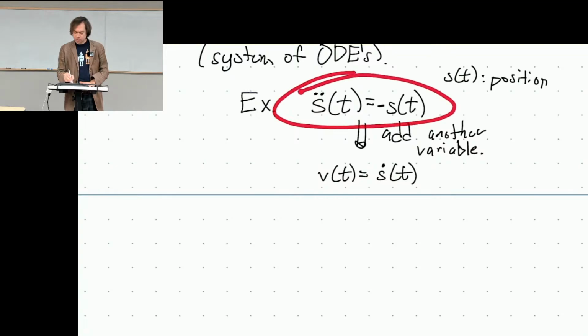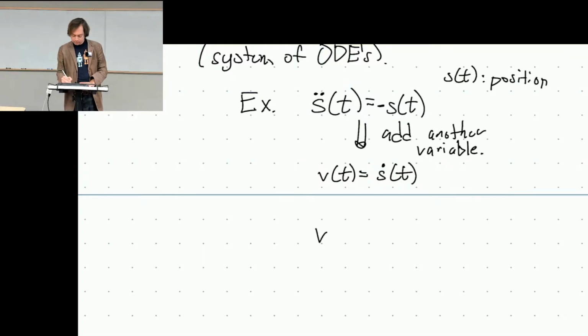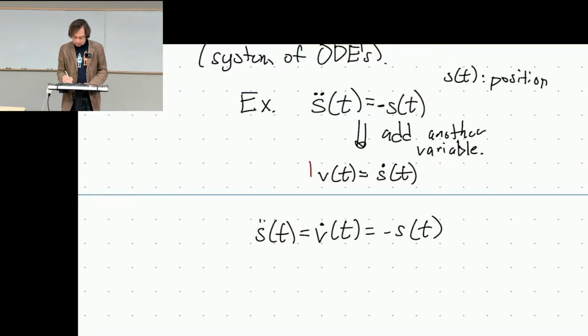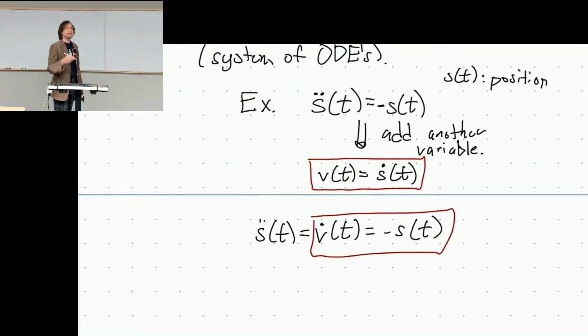Now I'm going to go back to this equation. S double dot of t, that's the same as v single dot of t, right? S double dot of t is equal to v dot of t. We're all cool with that, right? And on the other side, minus s of t. So if I look at these two equations, v of t is equal to s dot of t, and v dot of t is equal to minus s of t.